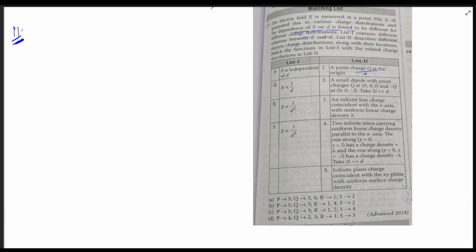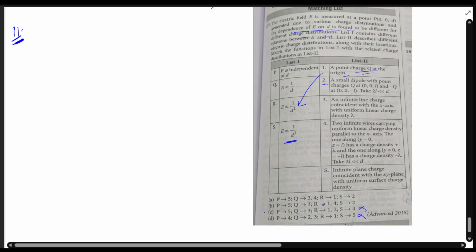Okay, a point charge distribution Q, we know it is proportional to 1 by D², so for R it is 1. Okay, everyone is matching. Let's check S. S is 2, 4 or 5. So what is S? 1 by D³, we know it is for the dipole. So which is dipole? So it's 2. So S is 2. So these options are wrong. S2, R1.